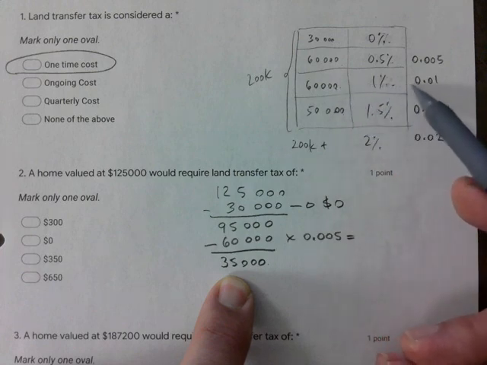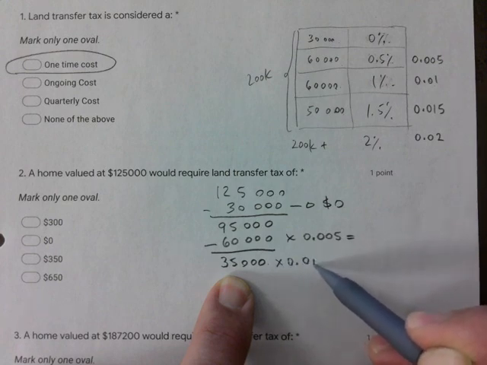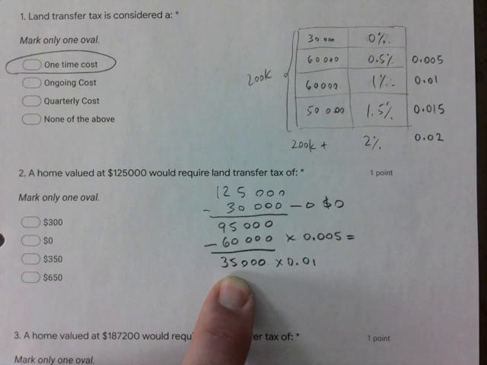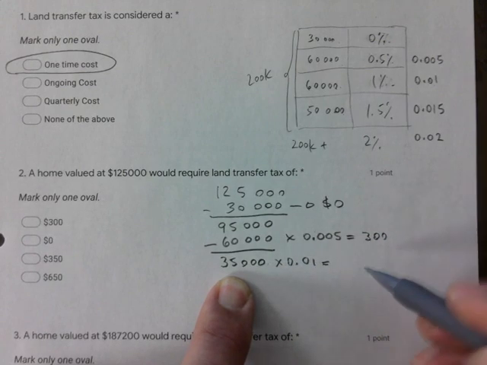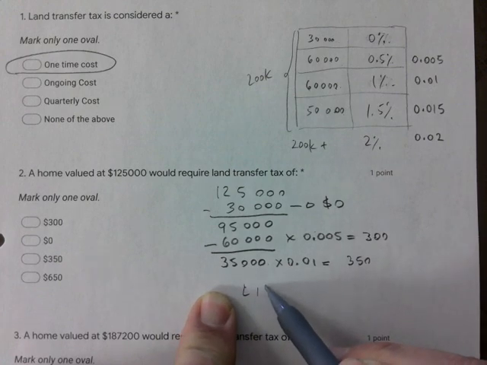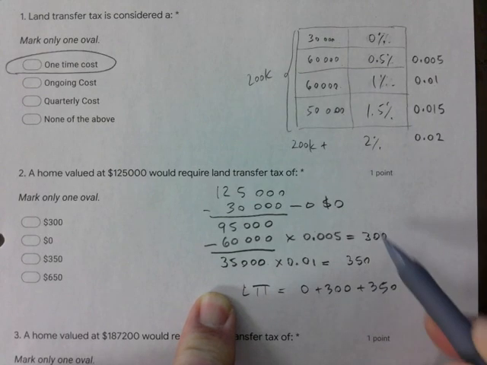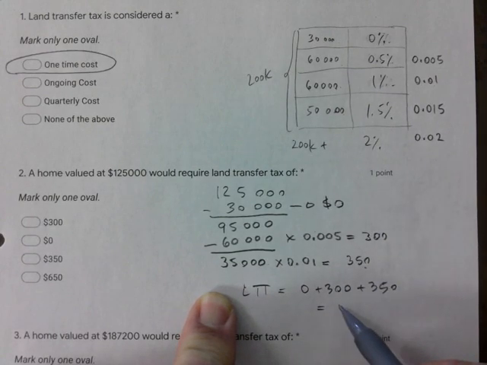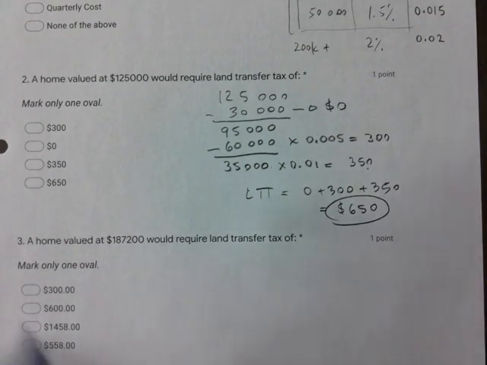So it's the 0.01. Once you stop, you multiply by whatever that next bracket would be taxed. In this case, it's 1%. So 0, this is 300, and this is 350, correct? So your land transfer tax would be 0 plus 300 plus 350. You add up these numbers here, and that's 650 bucks. So for a house worth 125,000, it's 650.